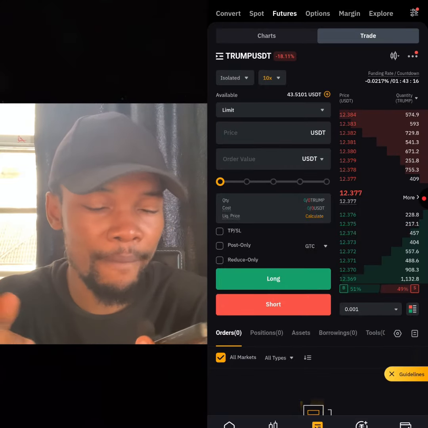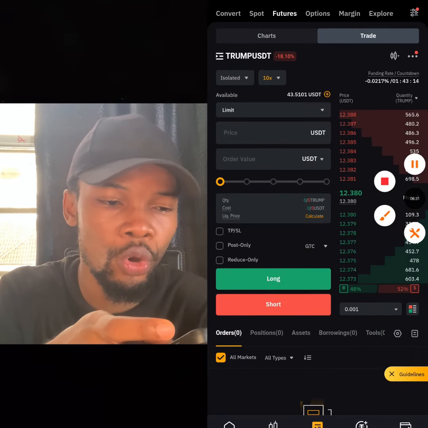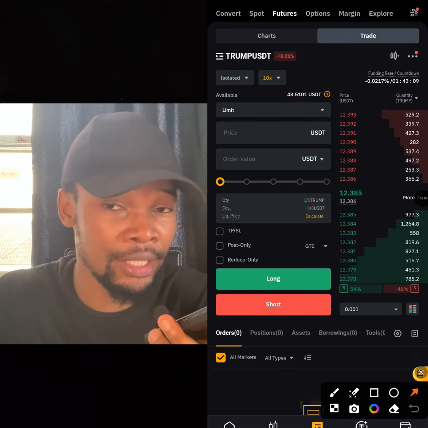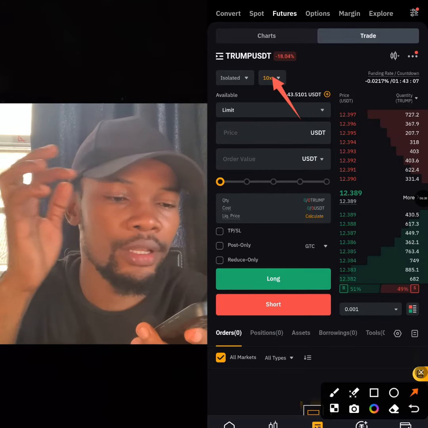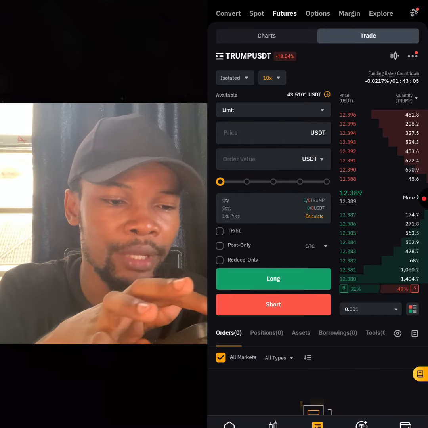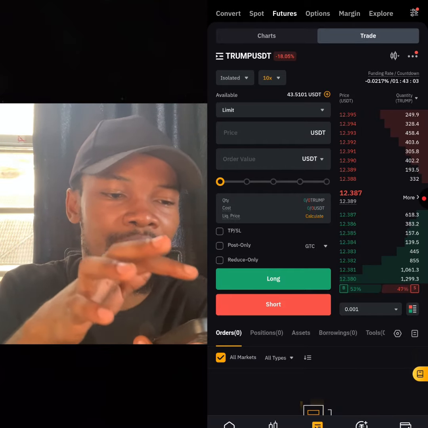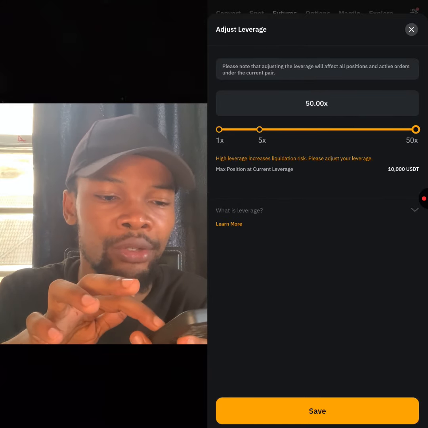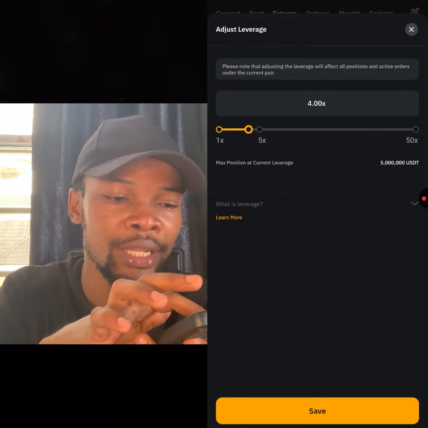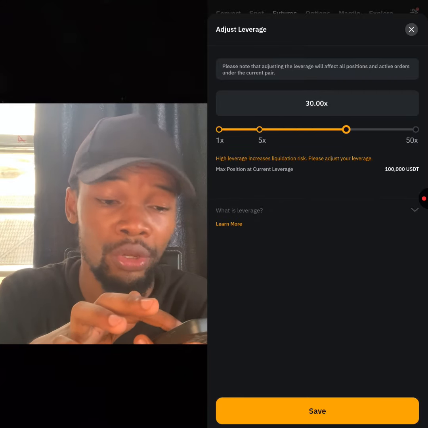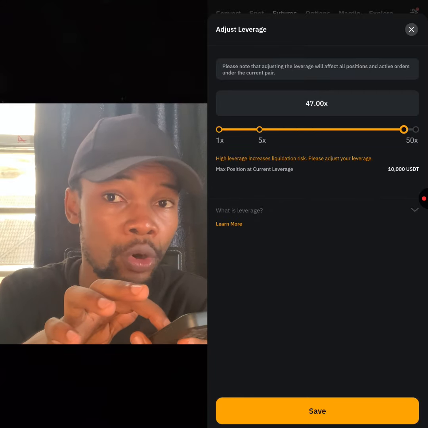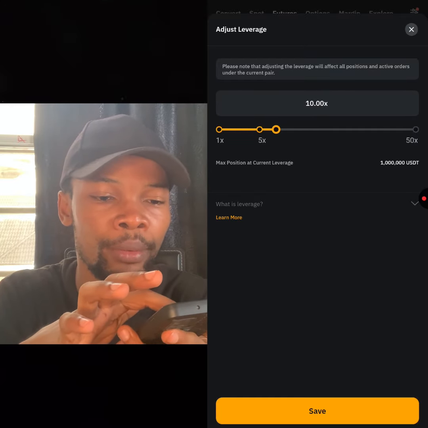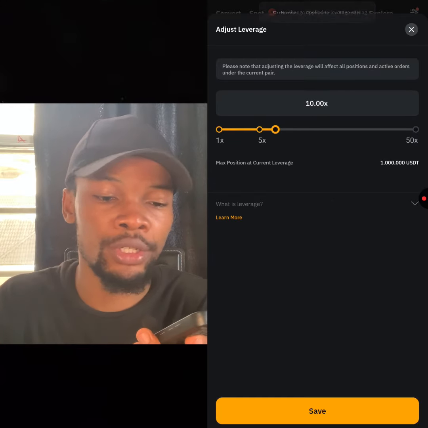Now, the next step is to choose your margin. If you're a new trader, just select isolated, please. What does margin simply mean? It is either called margin or leverage. You can run it up to 50 times or reduce it to 10 times. As a beginner, I advise you not to take it to 50. More leverage simply means more risk. So take it to 10. I'm going to explain what it means. Then you can click on save.